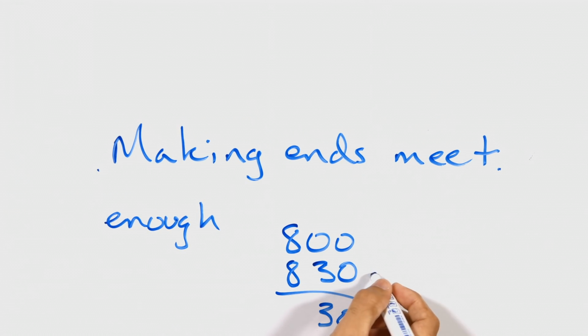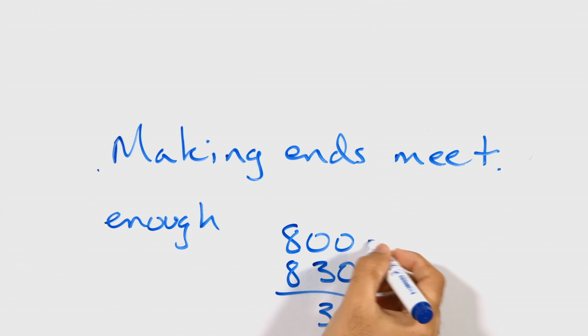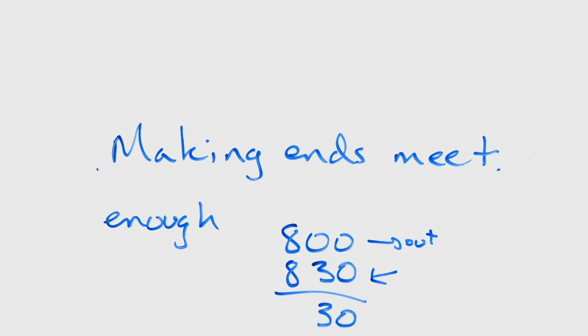Okay, this is how much you are coming in and this is how much is going out. So if you are making this much, you just have enough to pay for everything and you don't have a lot left over. So you're just making ends meet. It's okay if you're able to do this, but then if you have an emergency, you won't have any money left. So making ends meet is not great.